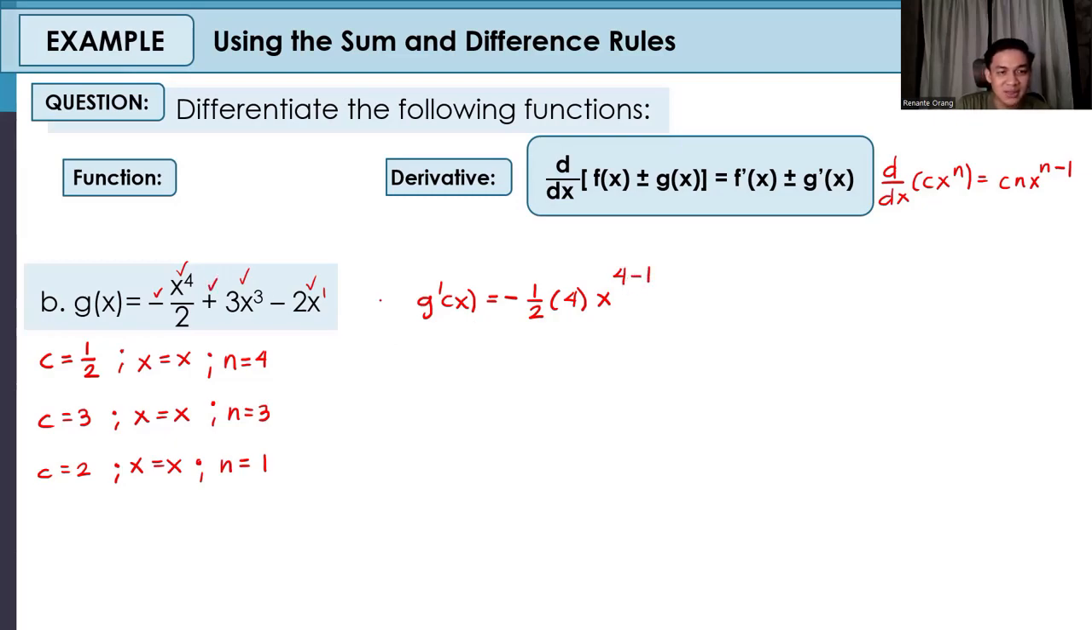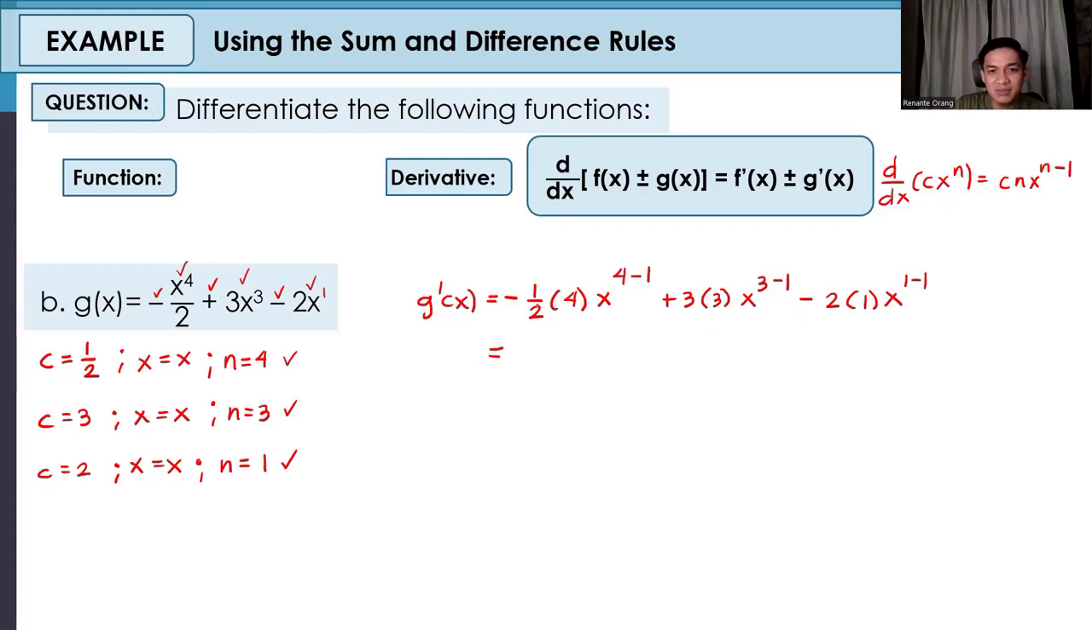Proceed tayo dito. Copy natin si positive. So, positive. Tingnan natin yung guide natin. Constant natin is 3. Andito na tayo. Ito yung tapos na. N natin is 3 also. X natin is x. Then, n is 3 minus 1. So, let's proceed. Ito, copy natin si negative. So, negative. Dito na tayo. So, constant po natin is 2. N natin is 1. X natin is x. So, 1 minus 1. So, nasulat na natin lahat.